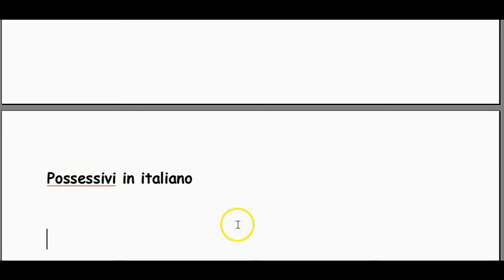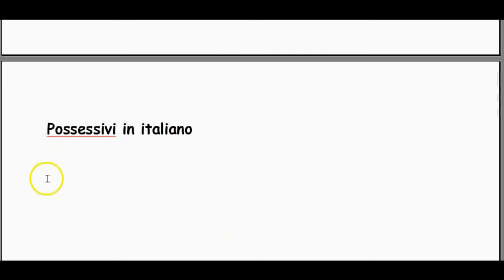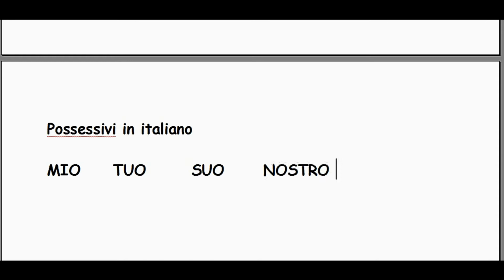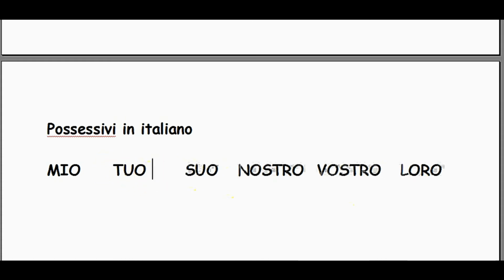Vediamo. Let me scroll this down a little bit. Okay. It's mio, it means my. Tuo, it means your in the singular form. Suo means both his and her, and we'll see the difference. Nostro, vostro, our, your plural, and loro. Let me do this so we have them all on one line. Okay, so mio, tuo, suo, nostro, vostro, e loro.